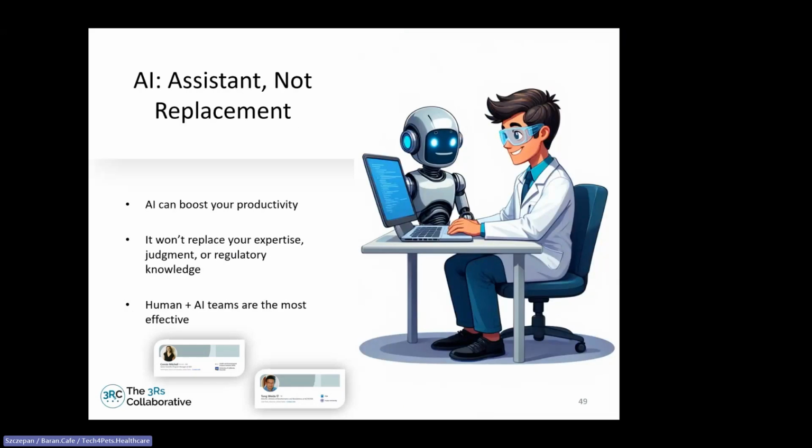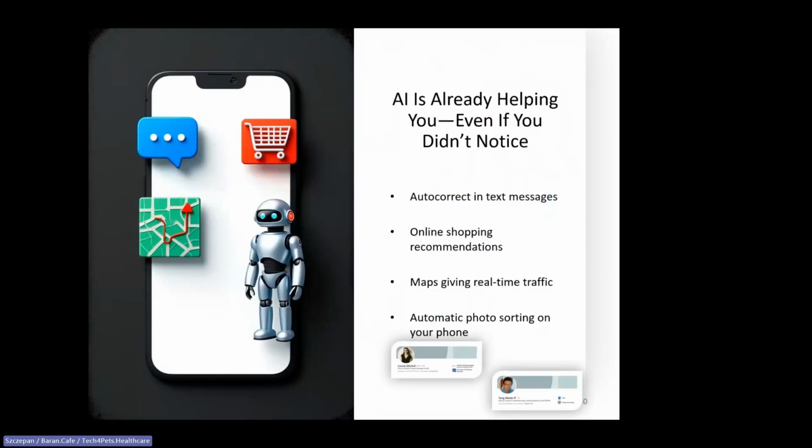And also, it's an assistant. It's not a replacement, right? So it can boost your productivity, but it will not replace your expertise, especially when it's niche expertise and your judgment and especially regulatory knowledge. So really the human and AI as a team is most effective. But if you're not using AI moving forward, I think it's going to be really challenging for you.